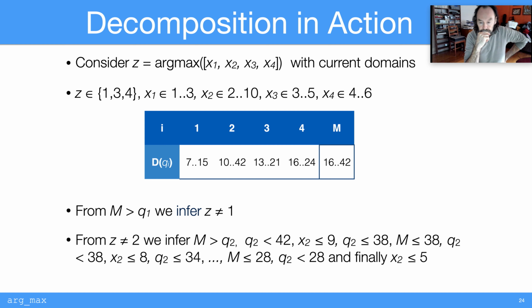And now we get that m is less than or equal to 38, because in fact it was q2 which was giving us the maximum value. But now that forces q2 to be strictly less than 38, so x2 is less than or equal to 8, q2 is less than or equal to 34, m is less than or equal to 34, etc.